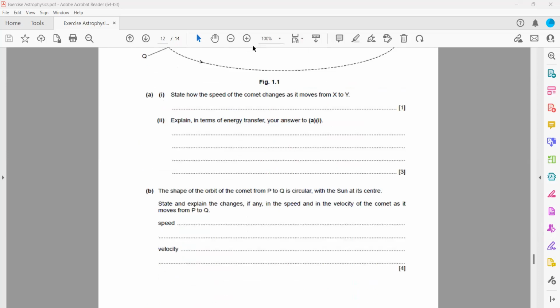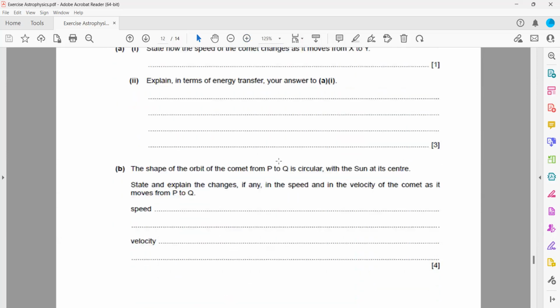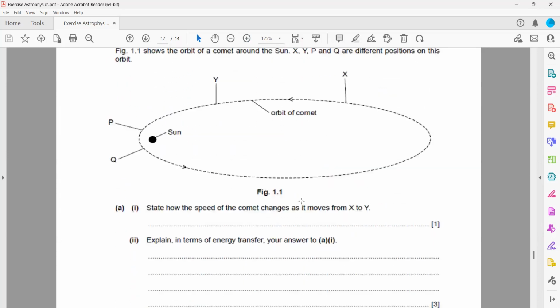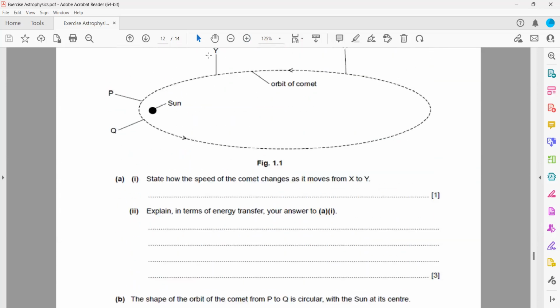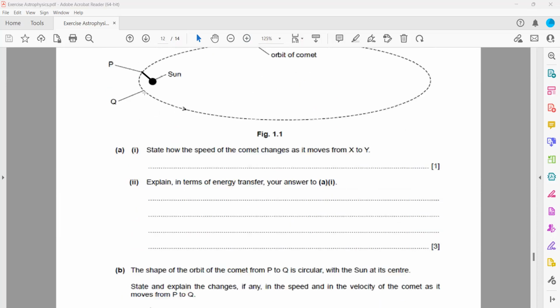The shape of the orbit of the comet from P to Q is circular with the sun at the center. State and explain the change, if any, in the speed and velocity as the comet moves from P to Q. From P to Q, the distance is the same: the distance of P to the sun and of Q to the sun is the same. So there is no change in kinetic energy, so no change in speed.